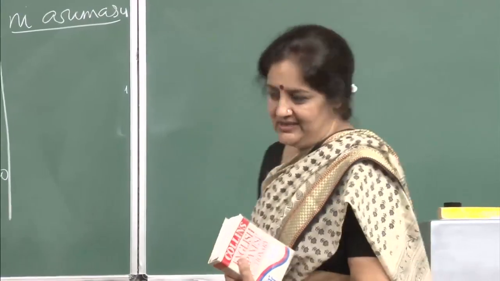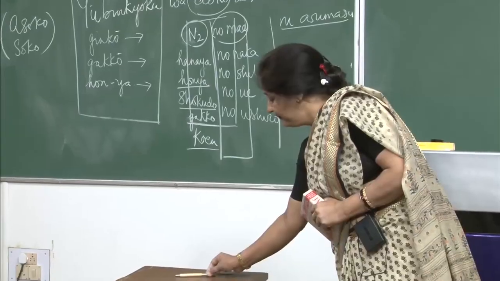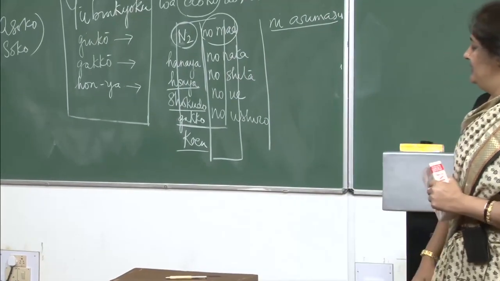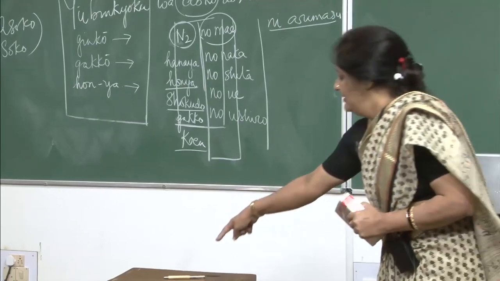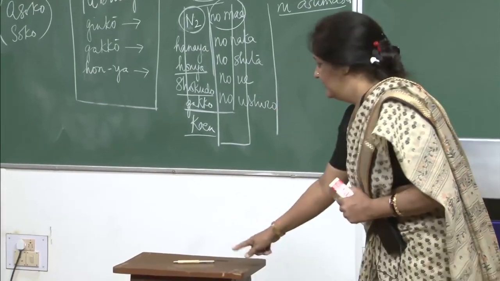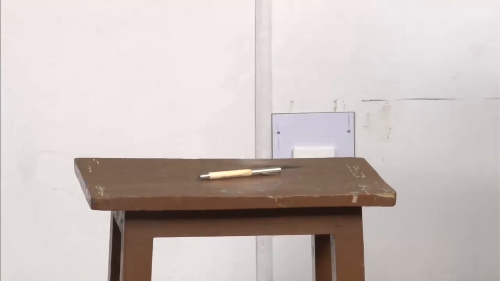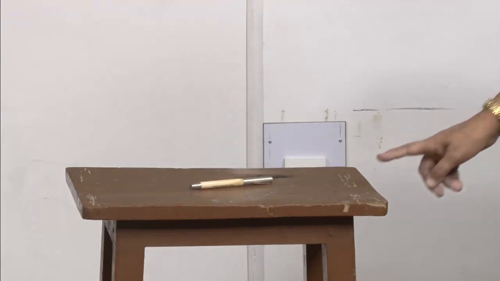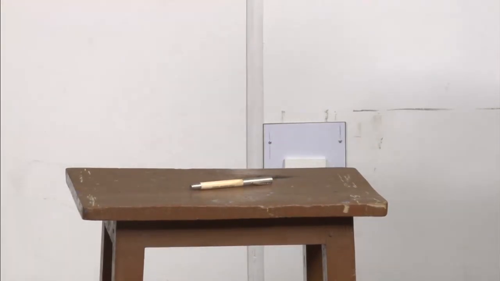Well, now let me see if you got it right. So, this is a pen. Now tell me, pen wa doko desu ka? Let me see if you've got it right. Pen wa doko desu ka? Pen wa tsukue no ue ni arimasu.